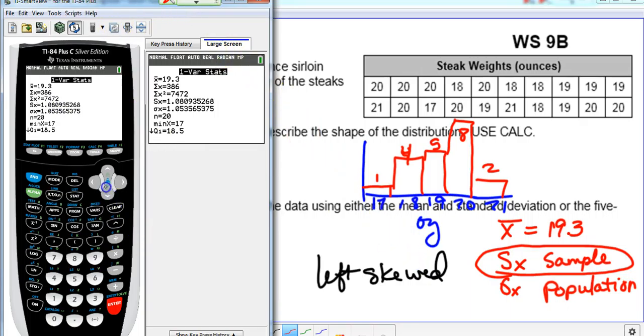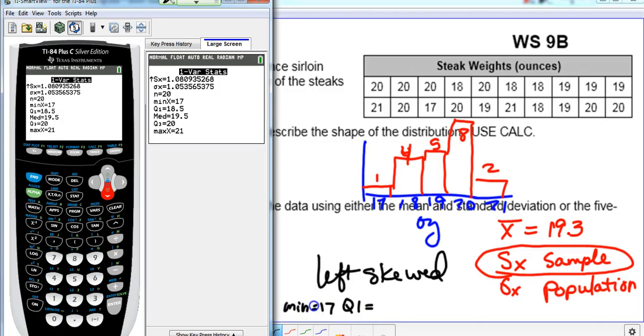All right, this is where you have to scroll down. And now you have our 5-number summary that we want, okay? The min was 17. Q1, or the 25th percentile, was 18.5. How am I doing, guys? My bifocals aren't happy with me here. The median is 19.5. Q3, which is the 75th percentile, is 20. And the max is 21.